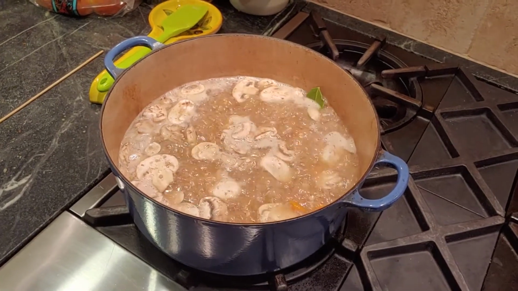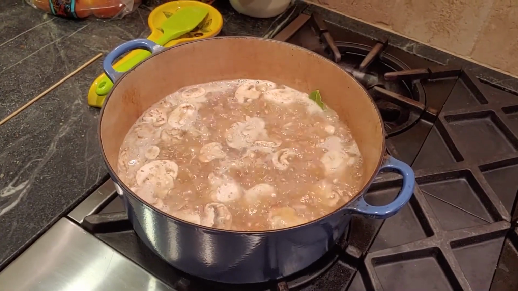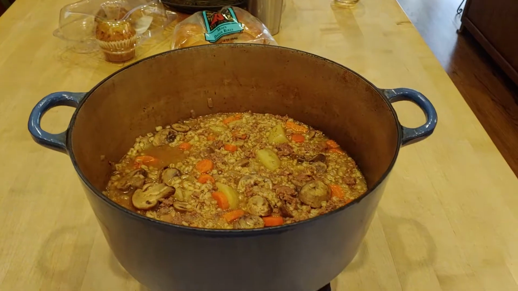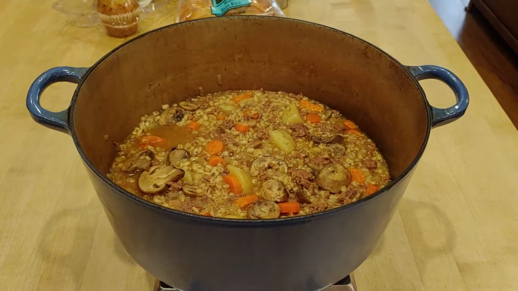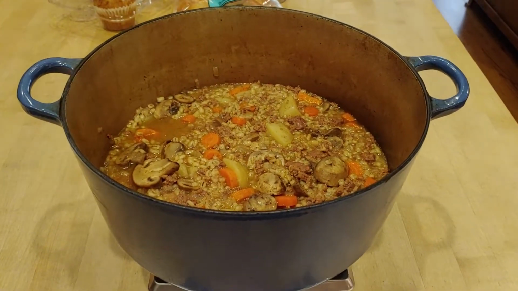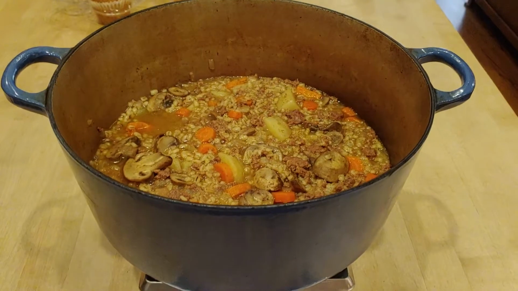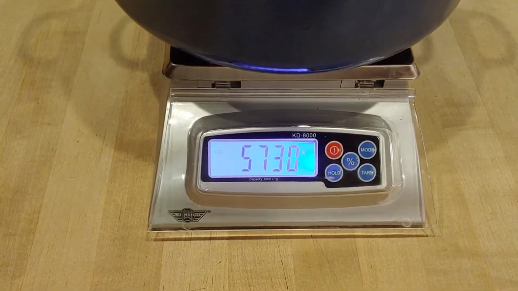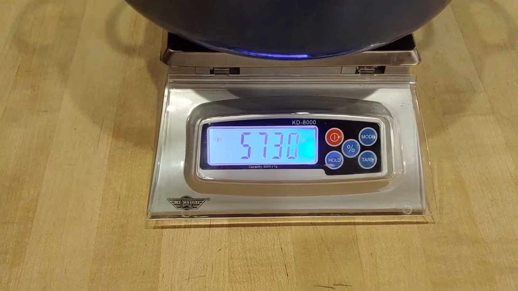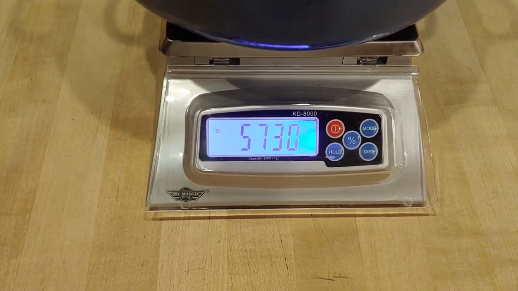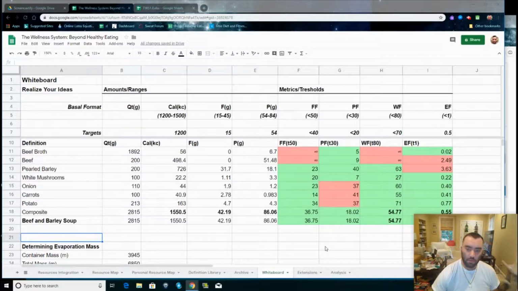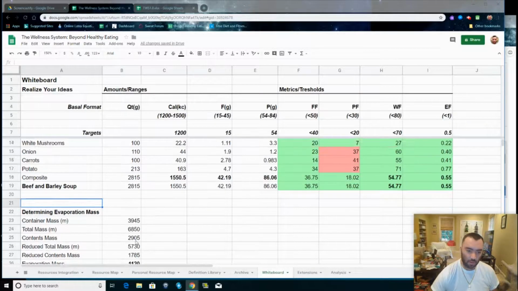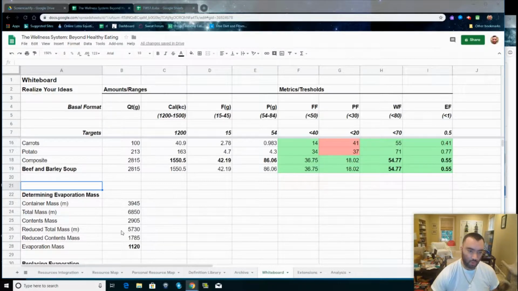Next, we throw it on the stove and we let it boil. And lastly, we will measure the reduced total mass, which is the total mass after cooking. And the reduced total mass is 5,730 grams. Okay, so now that we have our measurements, we can determine the evaporation mass.